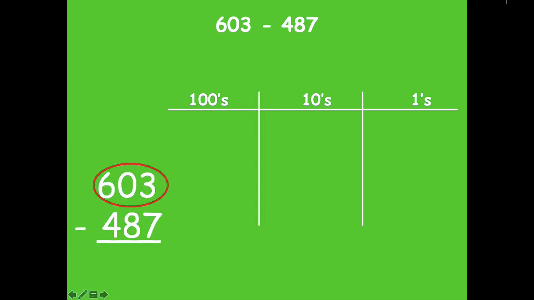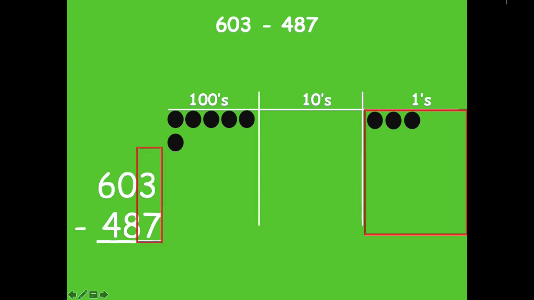All right, so I'm going to model this first with 603 because that's the whole. And when we're subtracting, we only model the whole on our place value chart. Then we're going to take away the part of 487. So I start in my ones place. Oh, man, I don't have enough ones. So I would normally go and unbundle from my tens place, but I have 0 tens. So that means I have to go all the way to my hundreds place to unbundle this 100 into 10 tens.